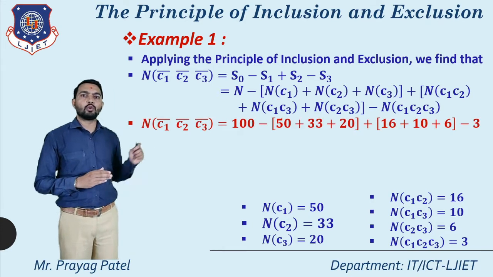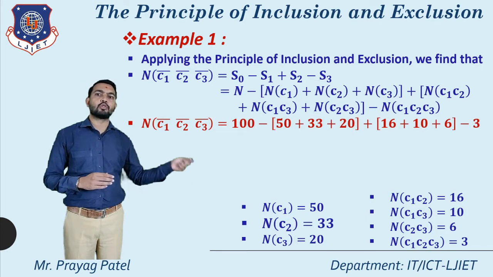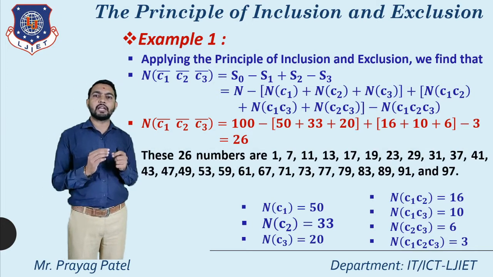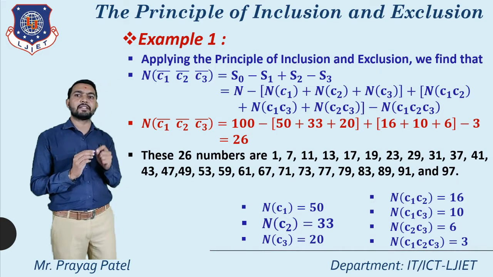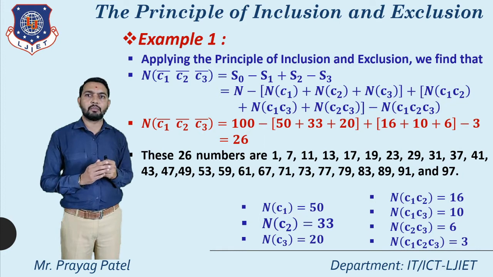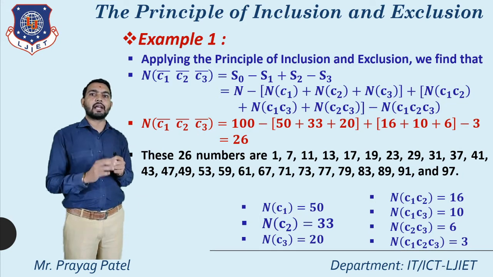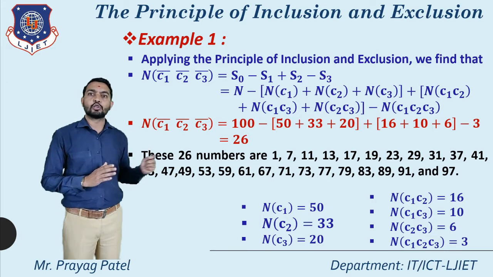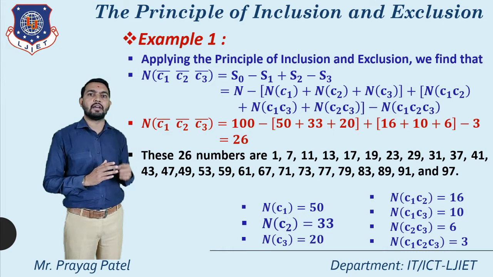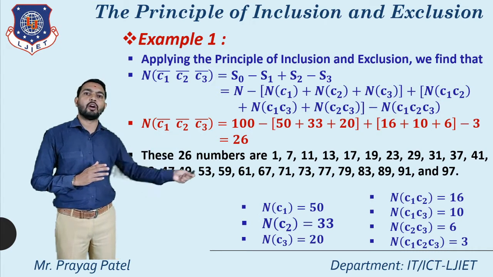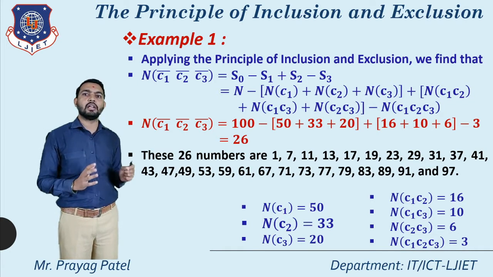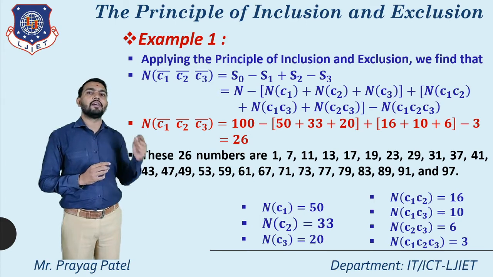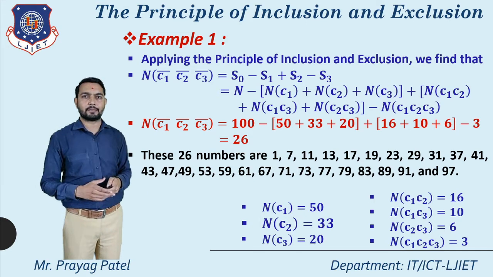So according to our values, all the values are available here. Put each and every value here and we will find the value equal to 26. What is the meaning of 26? It means n(C1', C2', C3'). That means the numbers that are not divisible by 2, 3 and 5 total 26. These 26 numbers are like 1, 7, 11, 13, 17, 19, all already displayed on the screen. So all these 26 numbers are not divisible by 2, 3 or 5. All three conditions are satisfied.